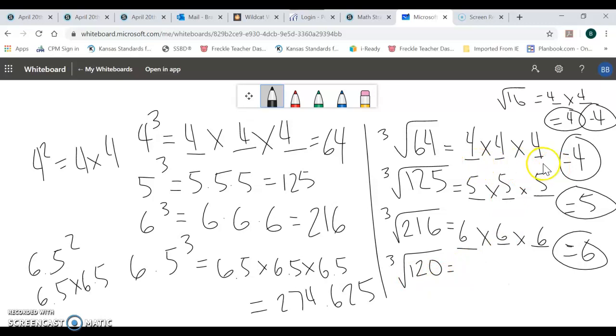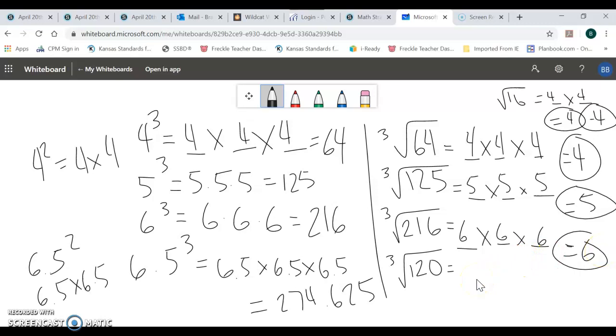Okay, so you followed these ones. You're like, oh, okay, 4 times 4 times 4 makes 64. So that followed it. That worked. That's perfect. So 4 is my answer. 5 times 5 times 5 makes 125. That's 5. 6 times 6 times 6 makes 216. So the answer is 6.